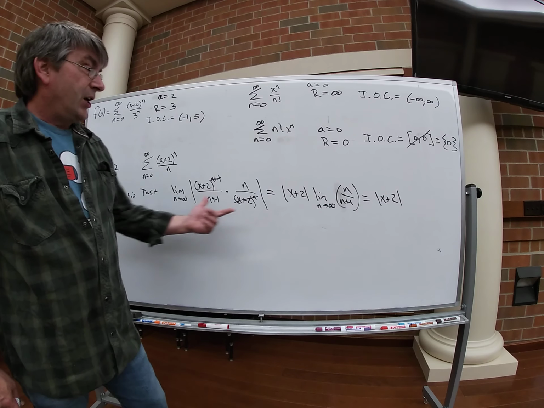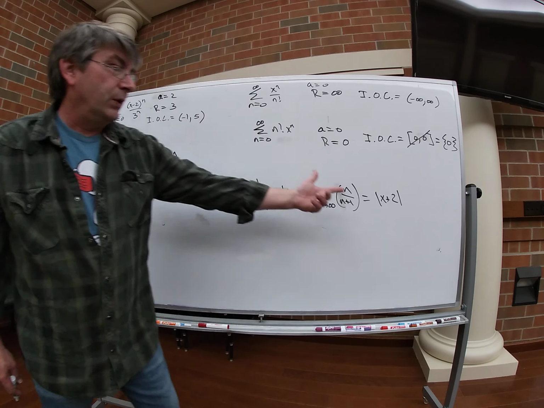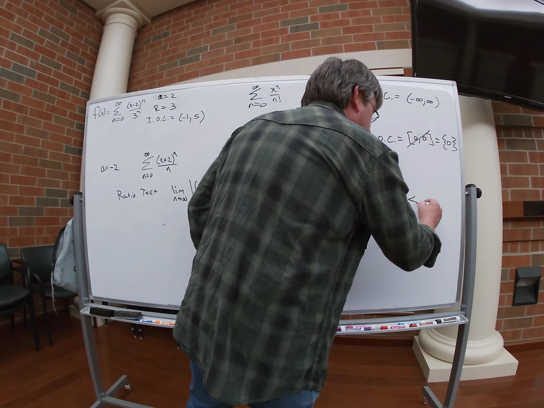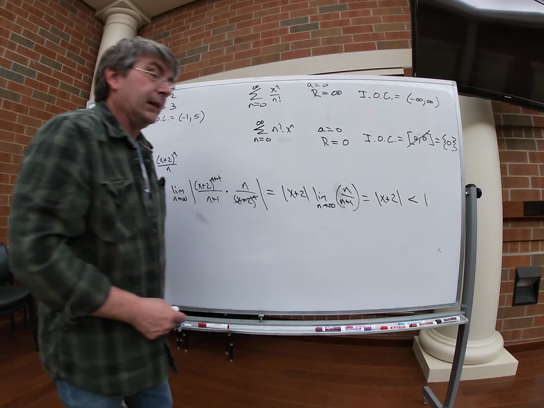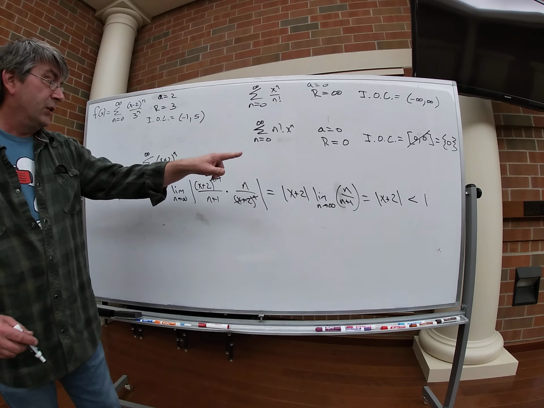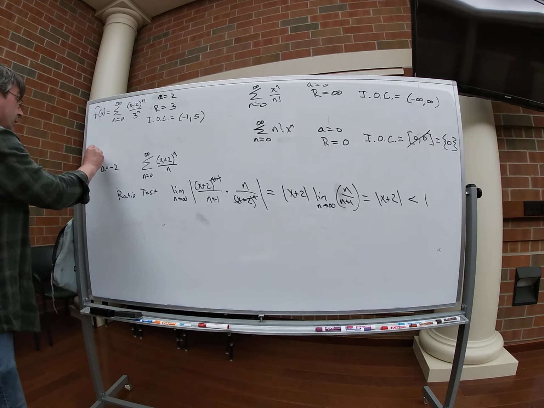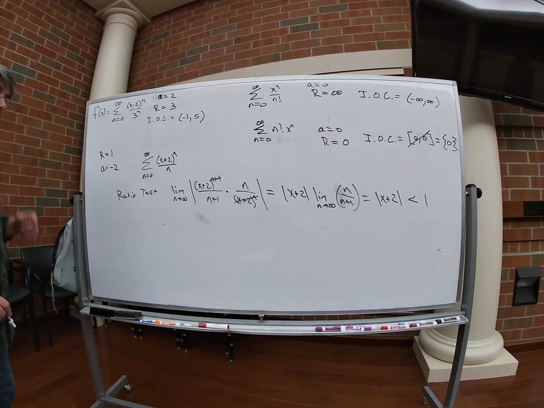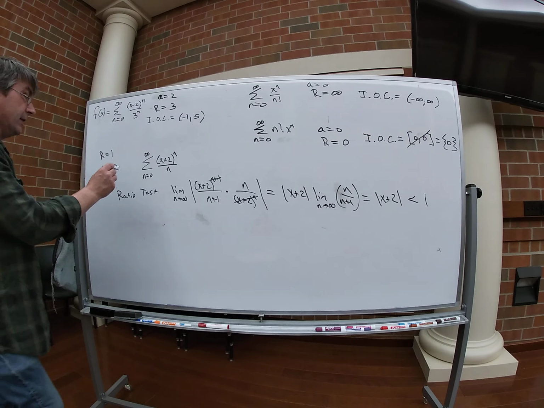So the ratio test tells me that this series will converge when that limit is less than 1. It will diverge when that limit's bigger than 1. So here my radius of convergence is 1. So my r is equal to 1. Okay. So I'm centered at -2.